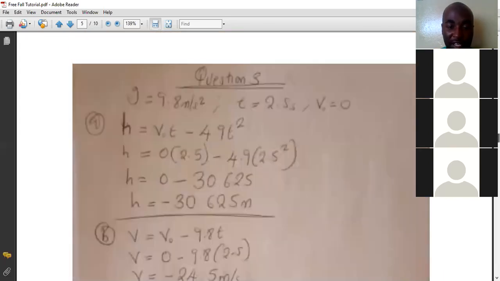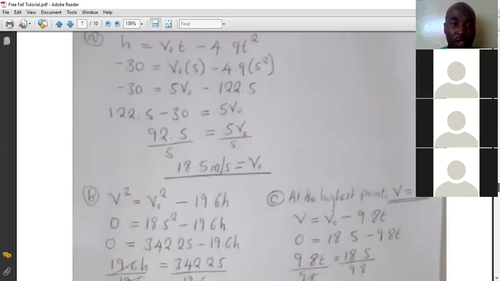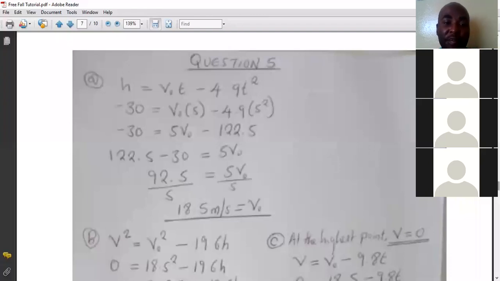So let's go to number 5. It reaches a point 30 meters below after 5 seconds. So we use the equation H equals V naught T minus 4.9 T squared. For H you put negative 30, because they said 30 meters below. So negative 30 equals V naught times 5 minus 4.9 times 5 squared.